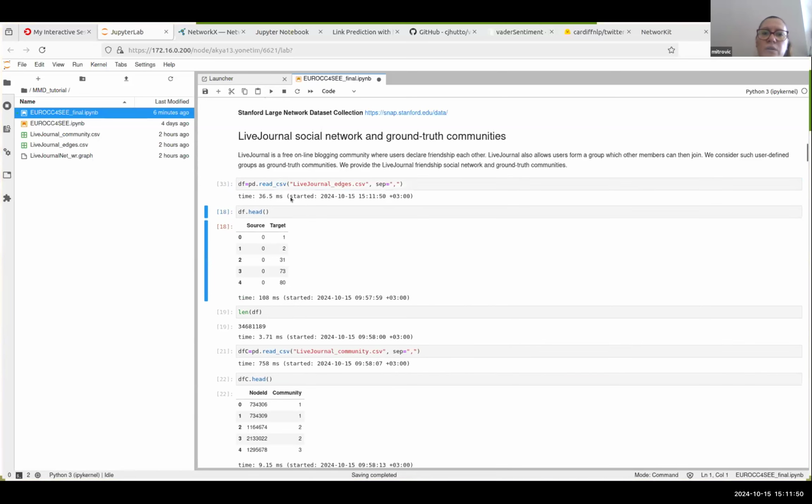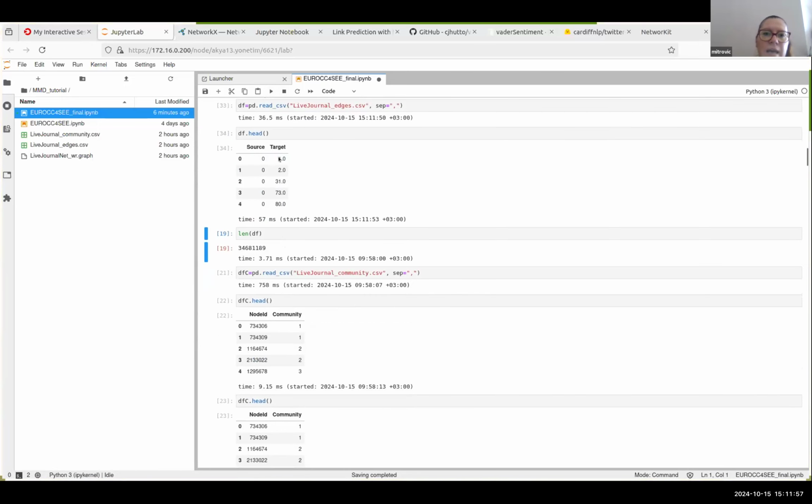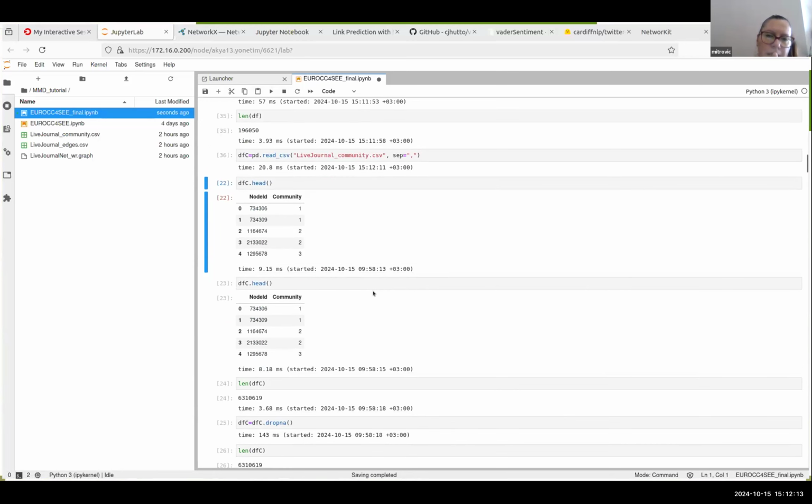So we are going to read our edge list. And as you can see, we have sources and targets. The size of our system is 19 million links. We will also use LiveJournal community information.